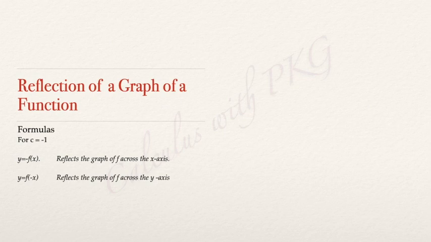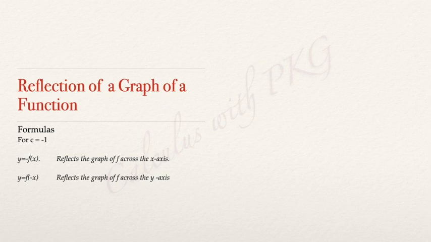Now let us understand the reflection of a graph of a function. Reflection is a special type of scaling where the value of constant c is equal to -1. That means when we multiply -1 to the output of the function, say y equal to minus f of x, it reflects the graph of function f across the x-axis. And when we multiply -1 to the input variable of the function, that is y equal to f of minus x, it reflects the graph of function f across the y-axis.